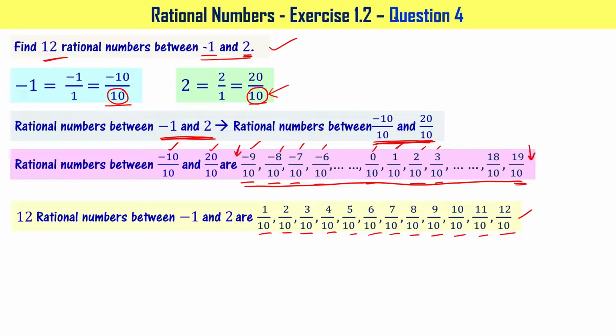These are 12 numbers, right? You could have started from minus 9 and gone up to whatever is required, right? Otherwise, you could have taken alternate numbers. Any combination is possible as long as you are picking the numbers from this particular list. And you have to pick 12 numbers to answer this question, right?